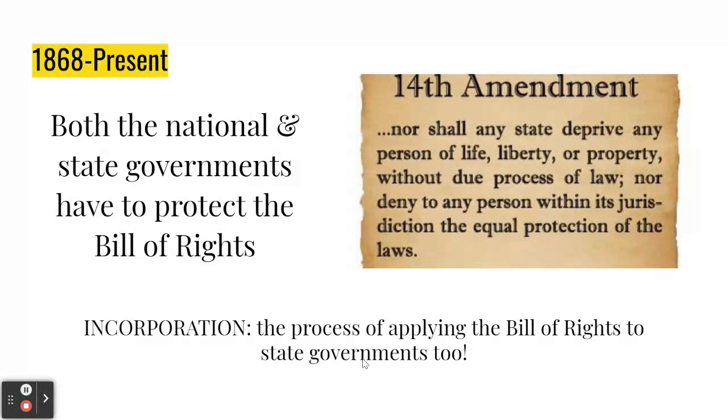So this is what's known as incorporation. Incorporation is the fancy government vocab term. That's the process of taking the Bill of Rights that only applied to the actions of the national government and applying it to also cover the actions of the state governments. So from 1868 to present, the Bill of Rights basically governs the activity of both the national government and the states. It wasn't always like that.